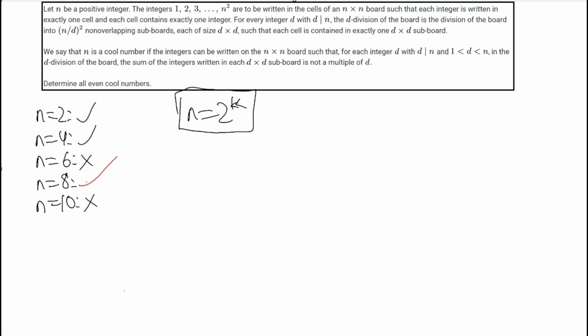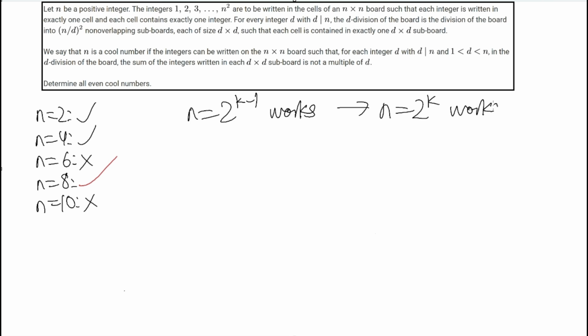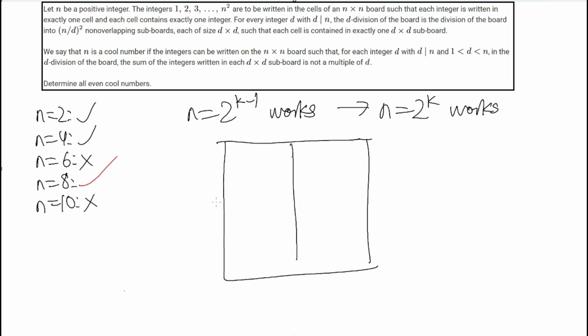And let's prove that these work by induction on k, because we used the n equals 4 construction to prove that n equals 8 works. So let's assume that n equals 2 to the k minus 1 works. Then we want to prove that n equals 2 to the k works. So suppose we have our 2 to the k minus 1 grid, S, and we're going to try doing something similar to what we did for n equals 8.